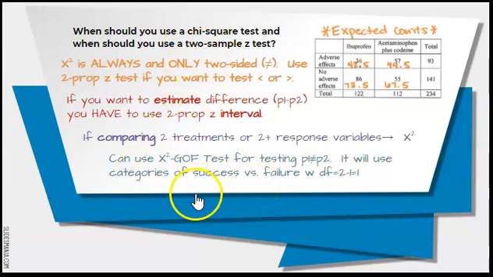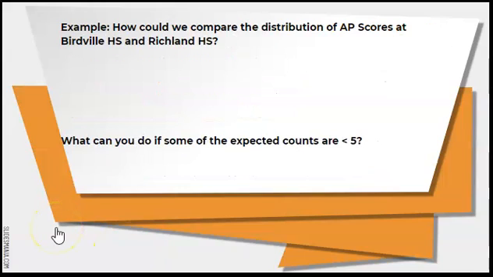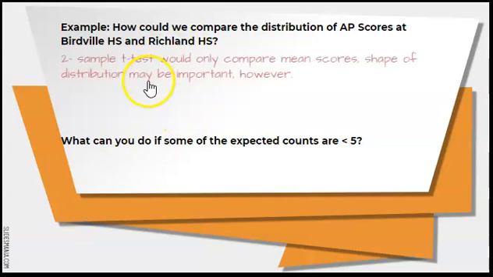So it really depends on how the problem is set up and what they're asking you to find to determine which test it is. So look at this example. How could we compare the distribution of AP scores at Birdville versus Richland? Well, let's think through it. We could do a 2-sample t-test, but that would only compare the mean scores. The mean scores tell you only one little bit of information. It doesn't tell us the shape of the distribution, and that may be important, because if the shape of the distribution is right skewed or left skewed, that's some good information right there that the testing means won't tell us.